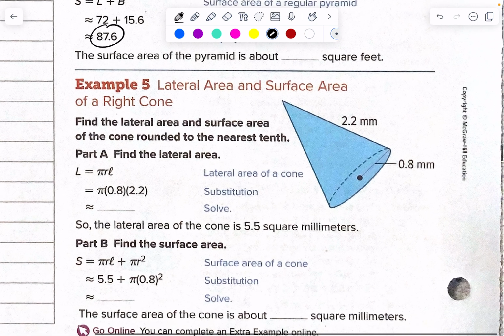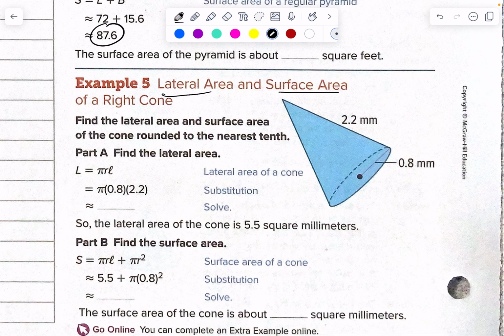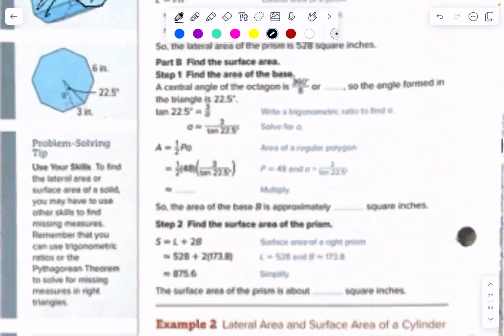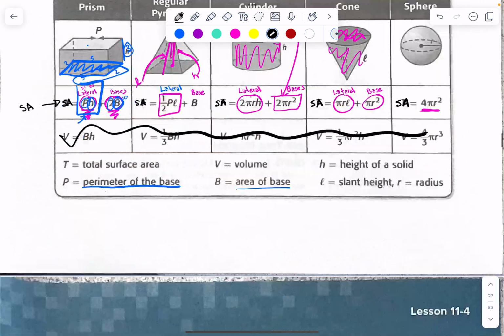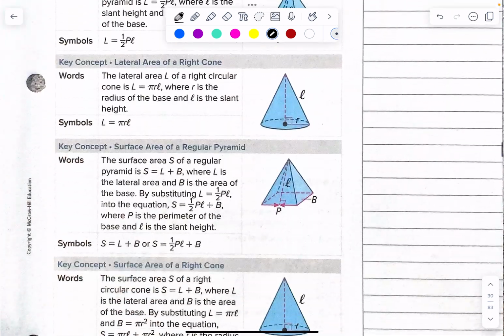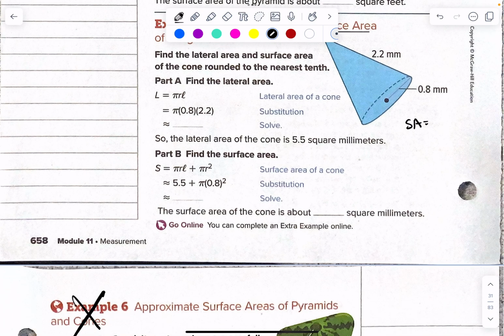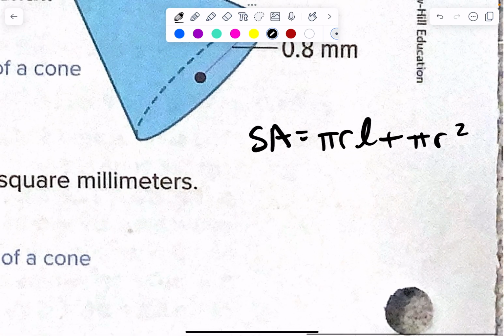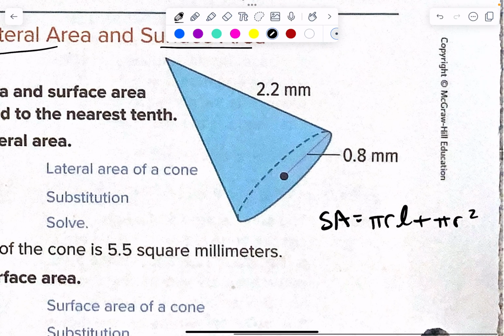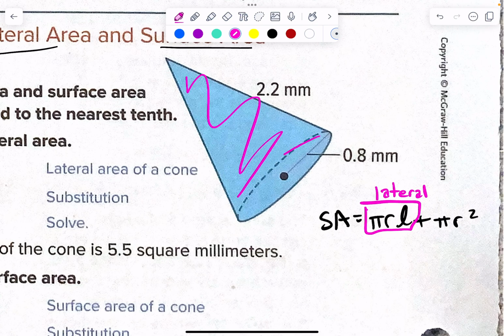Example 5, they want lateral area and surface area of a cone. So I'm going to do the full surface area, and for the formula for that, I have to go back again. The formula for a cone is pi r L plus pi r squared. Some of these I kind of have memorized, but we'll just use the formula. This first part is going to be the lateral part. That's the sides, around the cone, everything except the bottom. We're not doing the bottom when we're finding the lateral.